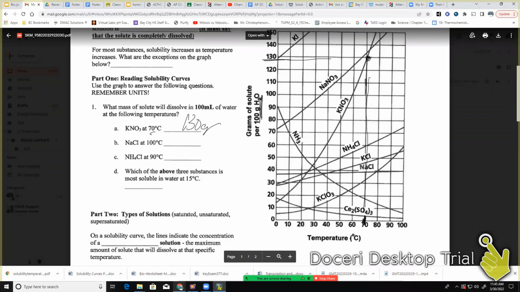Notice this is just asking for what mass of solute. It isn't asking for the solubility of. For the solubility, you'd have to put it in grams per milliliter of solvent or per grams of solvent. Here it's just asking for a mass. All right, why don't y'all try those other two? Remember, you start at the temperature and then you go until it intersects the line of the compound you're interested in.